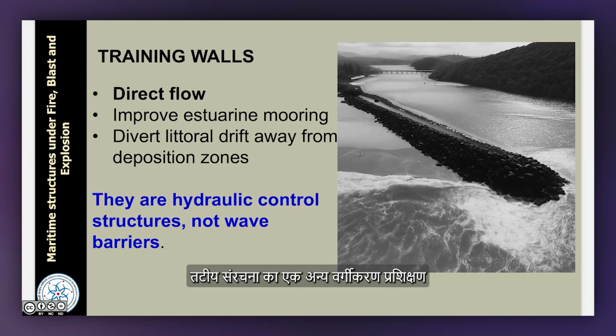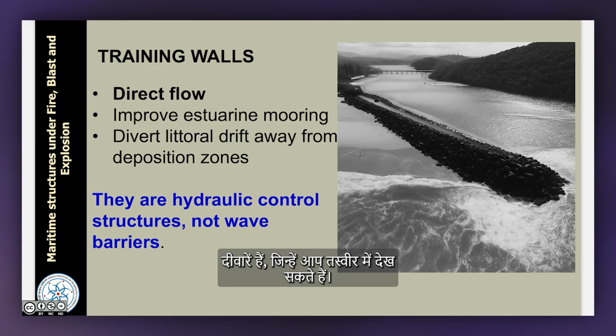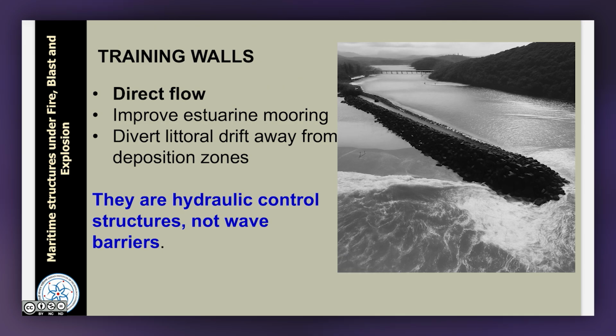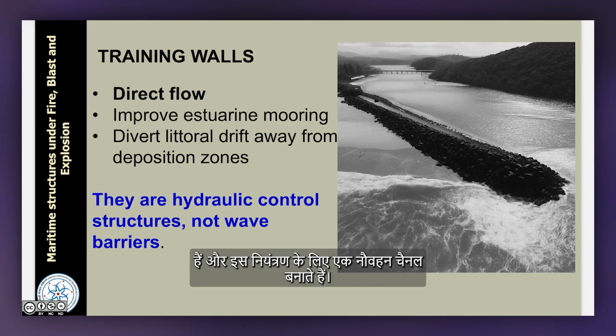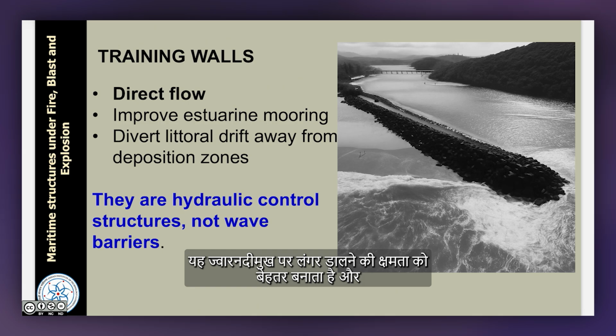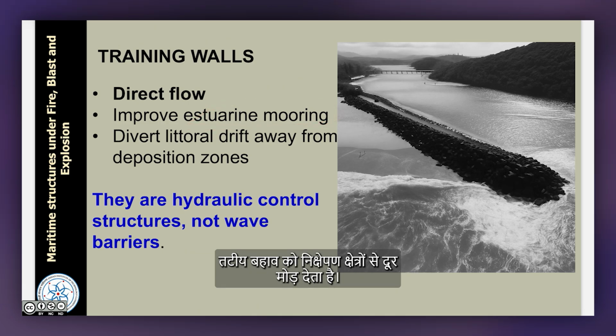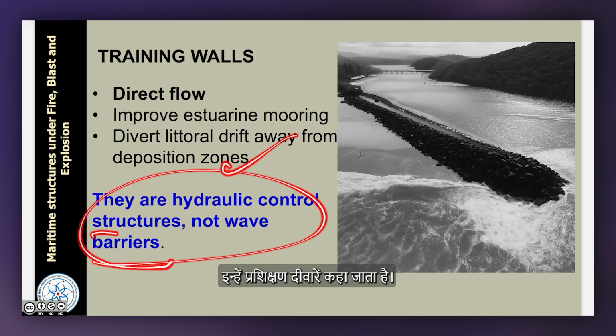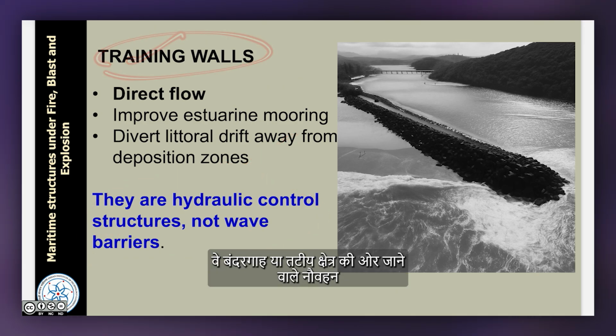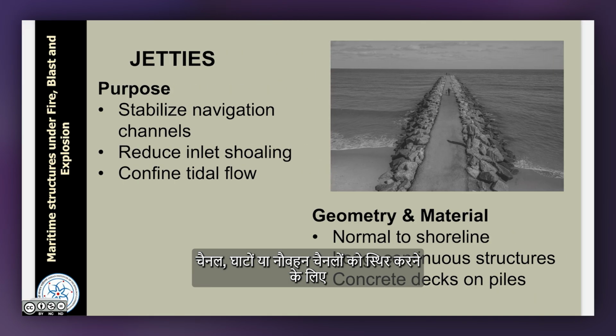The other classification of coastal structure is training walls, which you see in the photograph. They control the direction of flow of water and they create a navigation channel through this. It improves estuarine mooring and diverts the littoral drift away from the deposition zones. They are hydraulic control structures and not wave barriers. They are called training walls. Training in the sense that they are controlling the navigation channel to a harbour or a coastal sector.